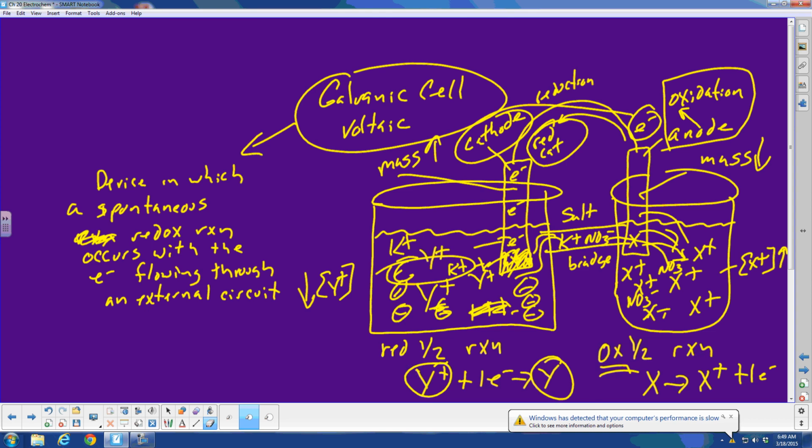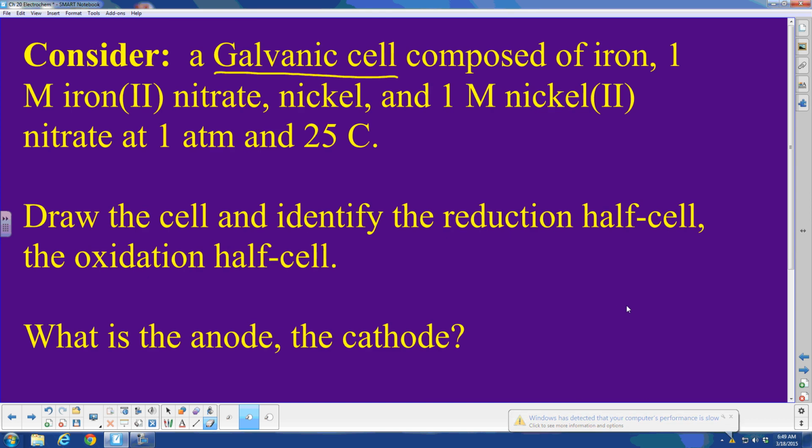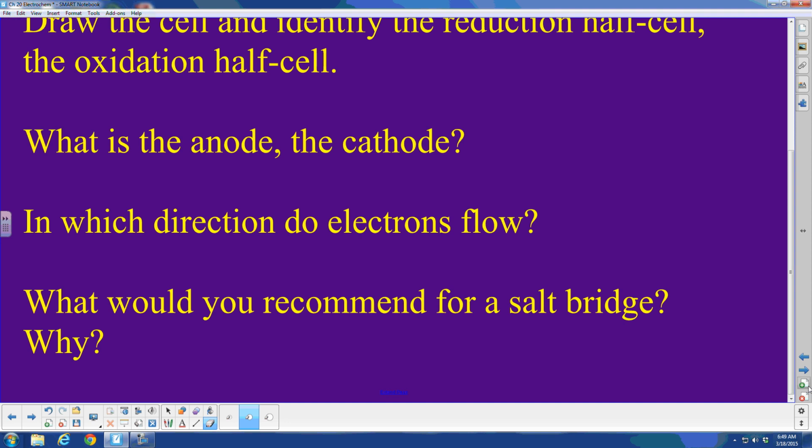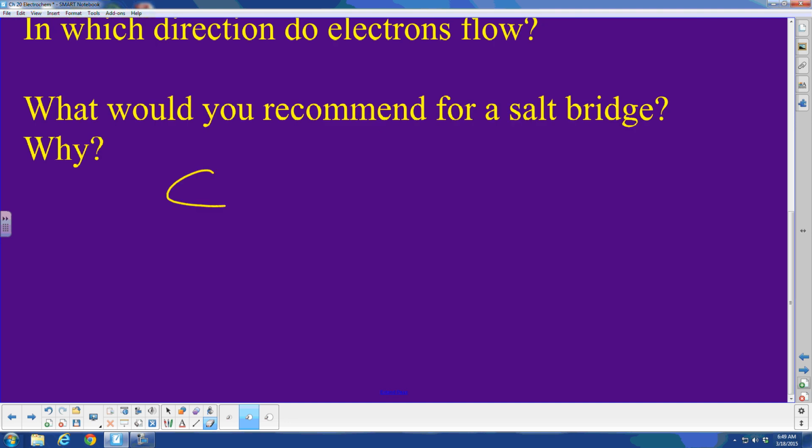All right, so I think we can answer our question. Let's go back and take a look at this. I have a galvanic cell composed of iron 2, nickel, and nickel 2. All right, so here we go. I'm going to have 2 beakers.